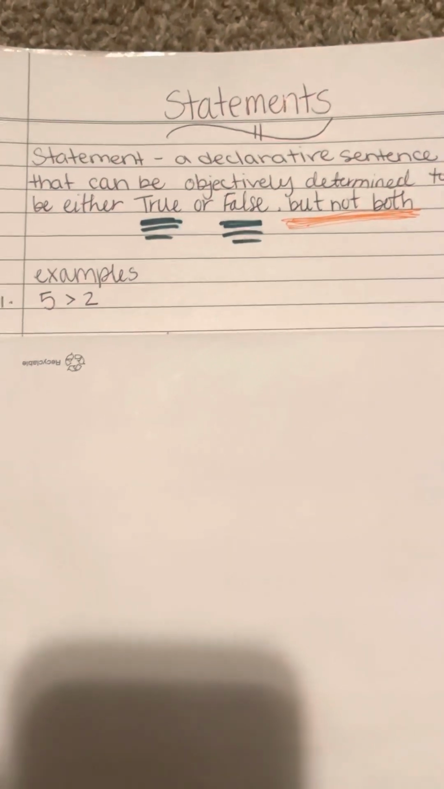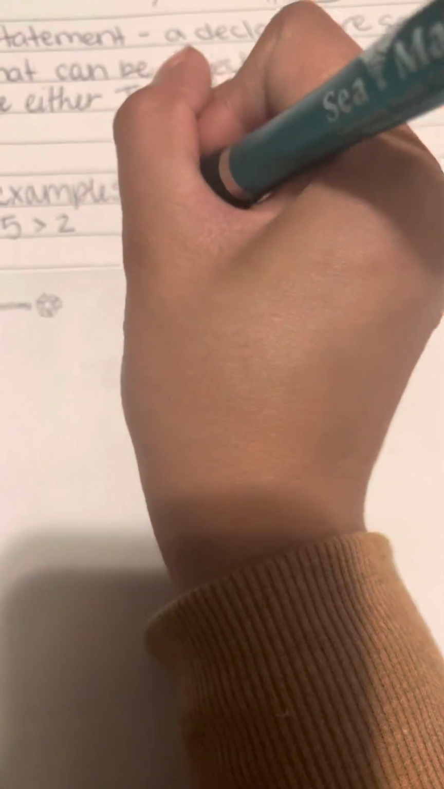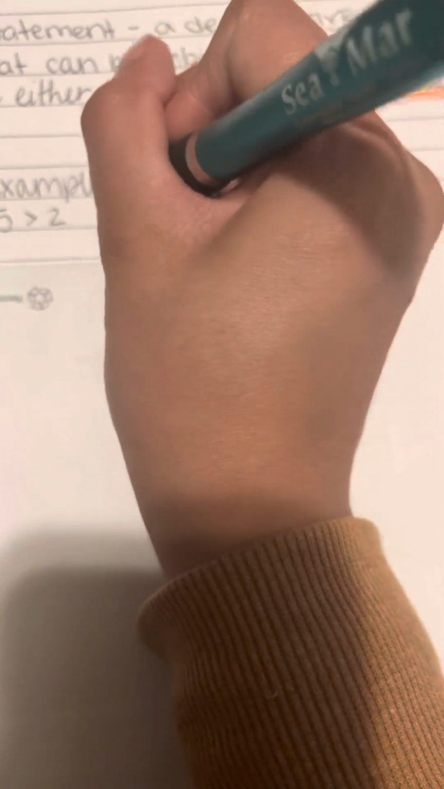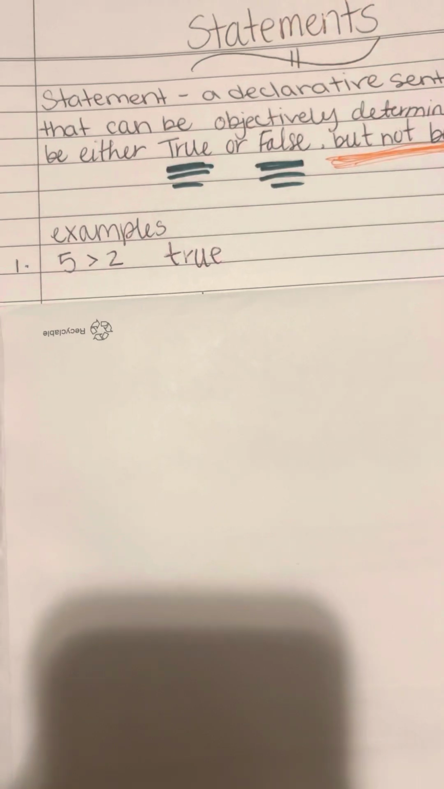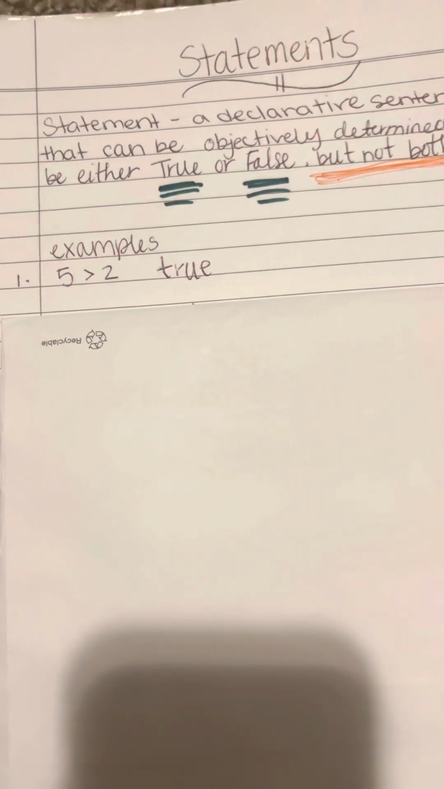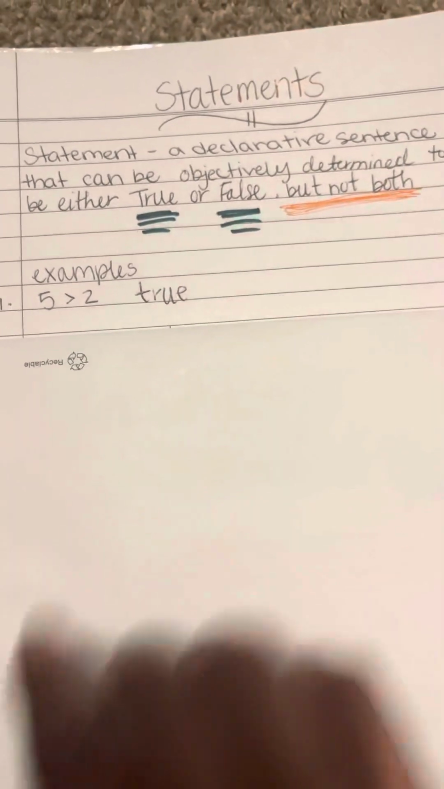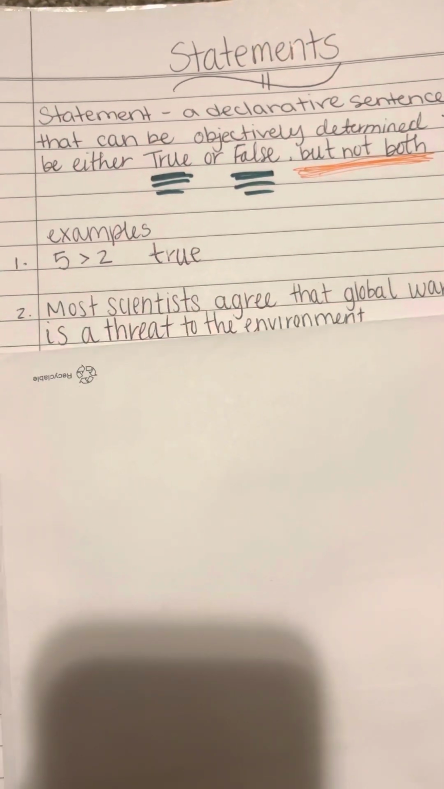So here this would be true. This is a true statement. All right? We can identify it's either true or false, but it can't be both.